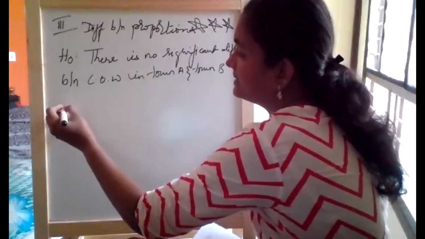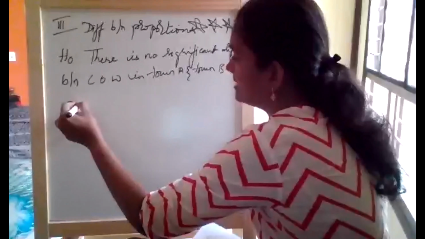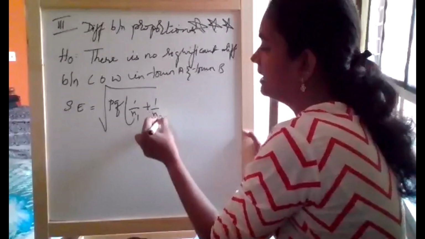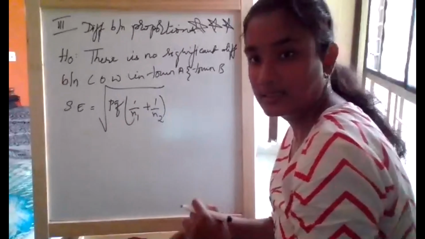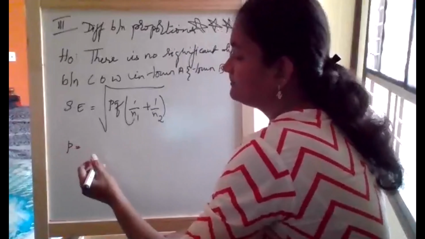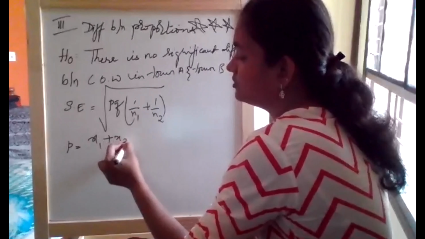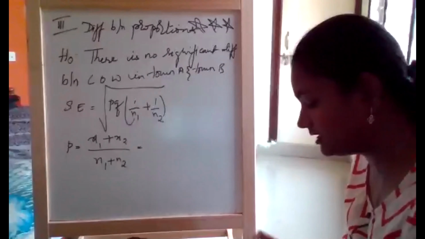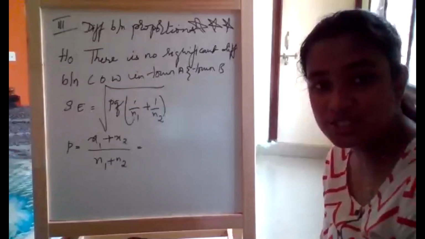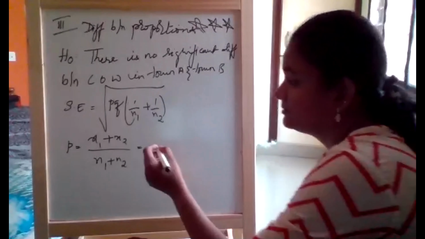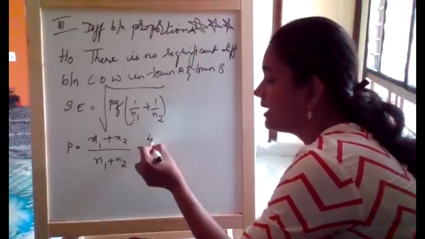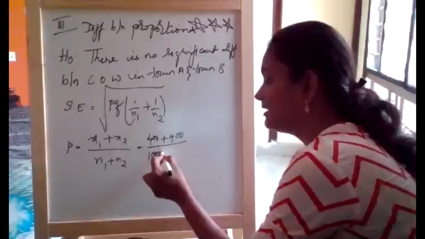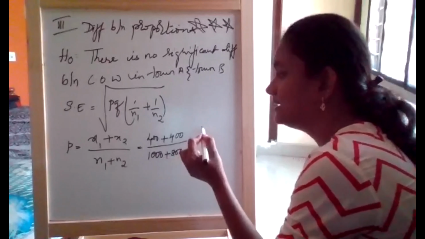First, we will obviously calculate the standard error. If you remember, our standard error formula is the square root of PQ into (1/N1 + 1/N2). Clear, girls? For P, the formula is (X1 + X2) divided by (N1 + N2), as I gave in the material. N1 is 1000, X1 is 400, X2 is also 400, and N2 is 800.